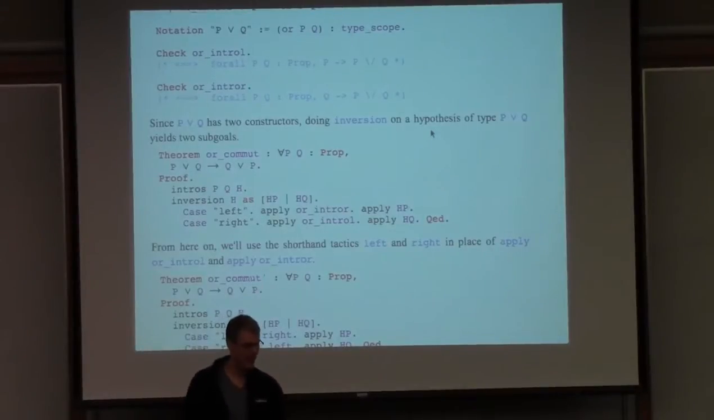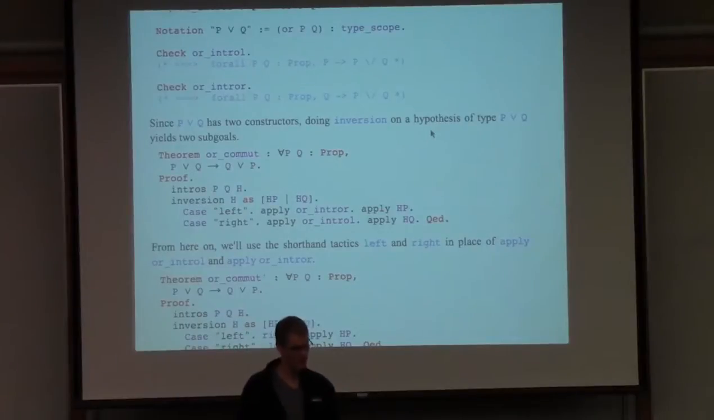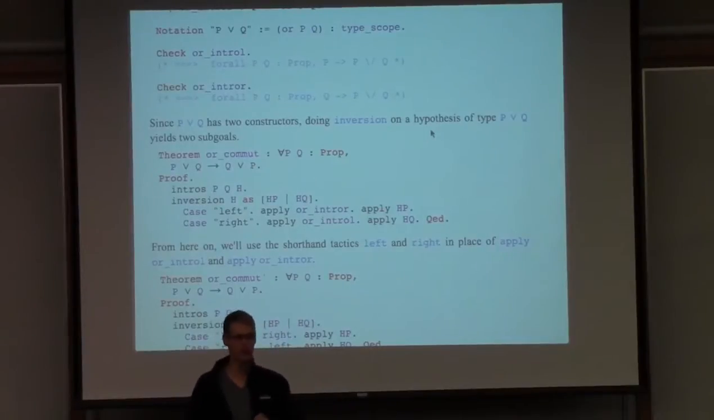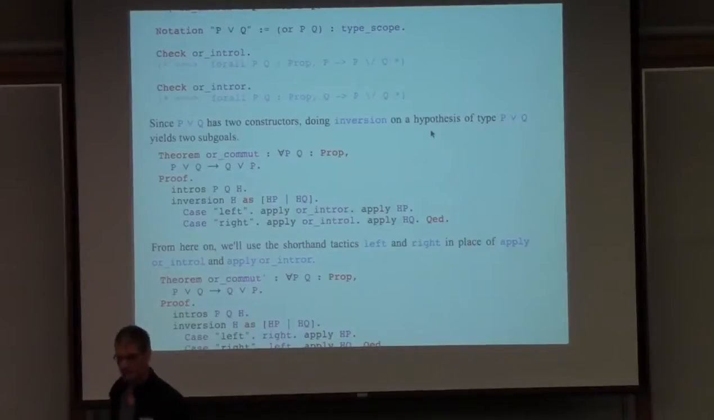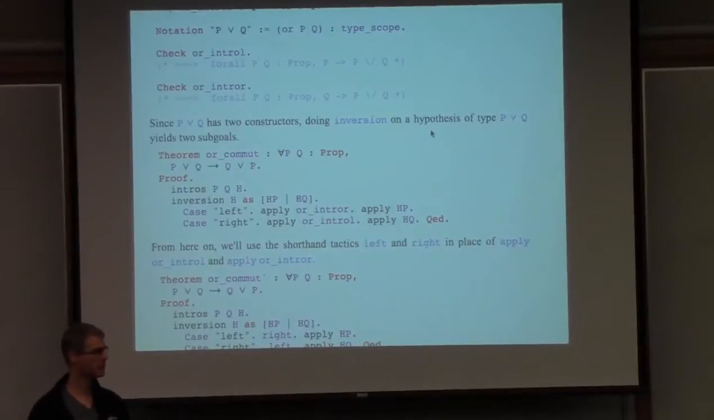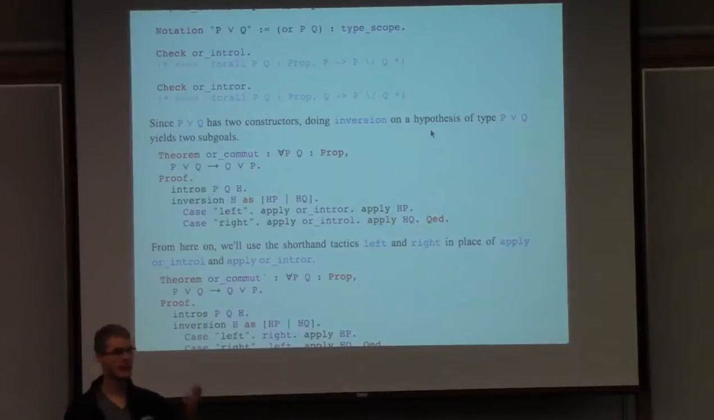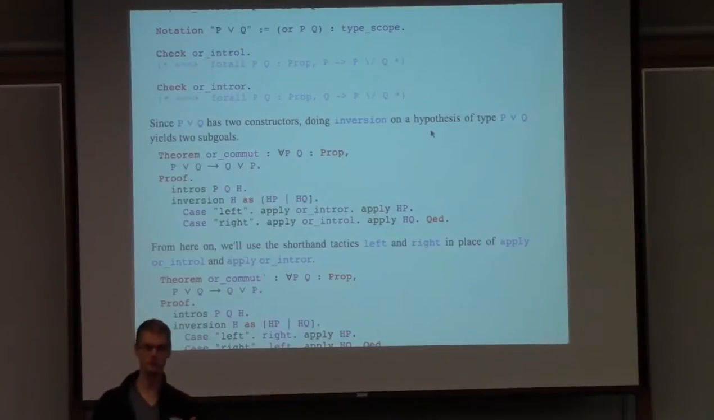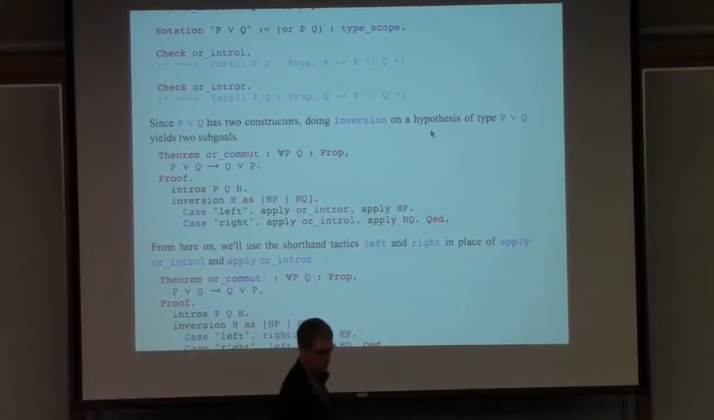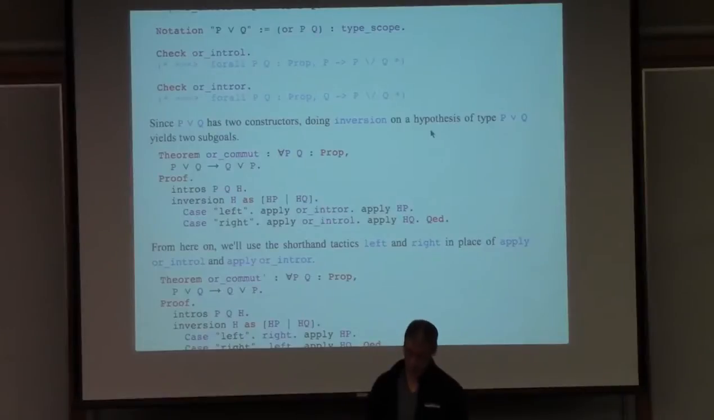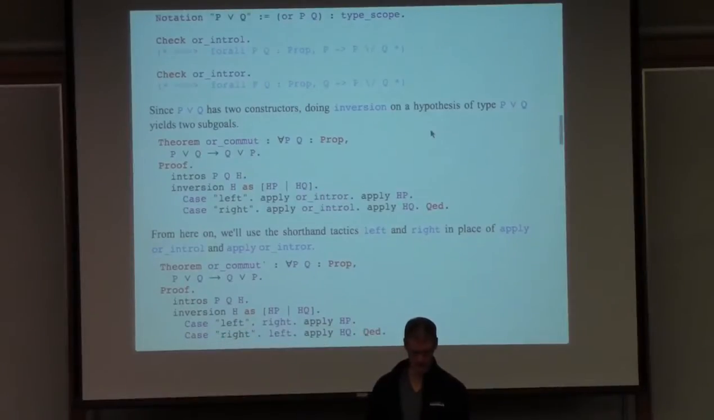I don't like having to remember those, so I usually use left and right as shorthands. Left is a shorthand for apply or_introl, which says, intuitively, I'm trying to prove a disjunction. Left says I want to prove the left disjunct. My goal is P or Q, and I'm going to satisfy that by proving P.